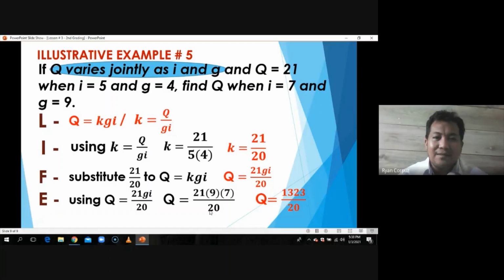So again, that's how we solve examples on joint variation. Hopefully, you learned how to solve joint variation.